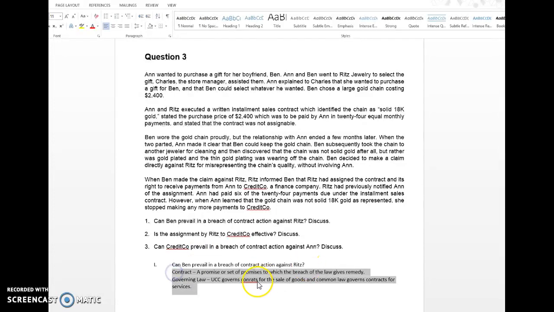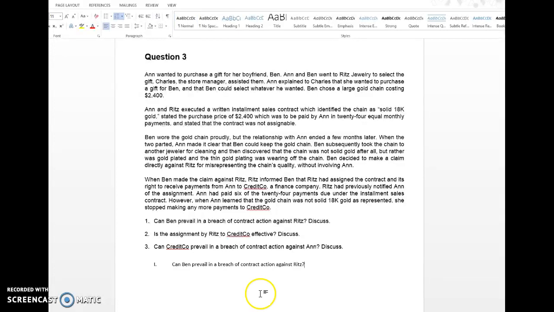So generally what I do is, instead of going through all of that, once I get to this point, I pretty much copy these, come down here to number 2 and number 3. And I do, is it effective? And then there's my third question. Can credit code prevail? So I've got my 1, 2, and 3.